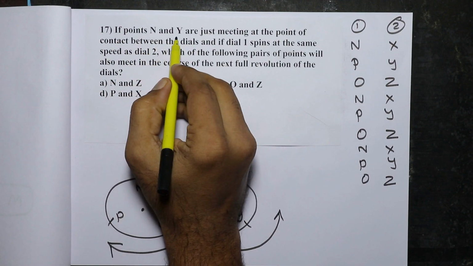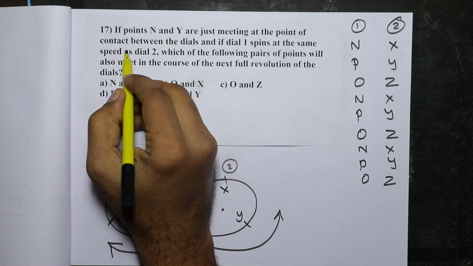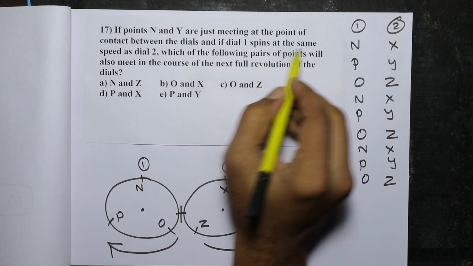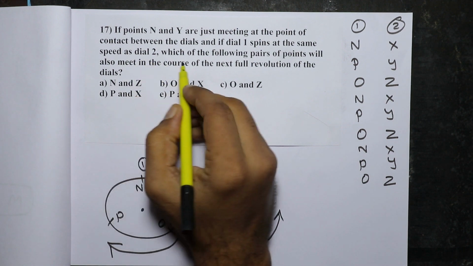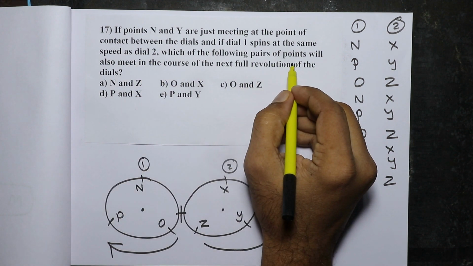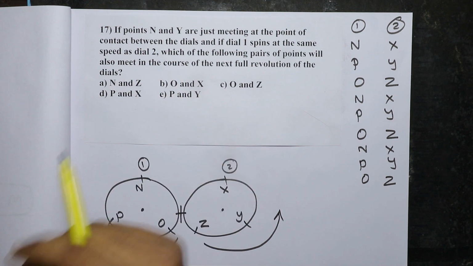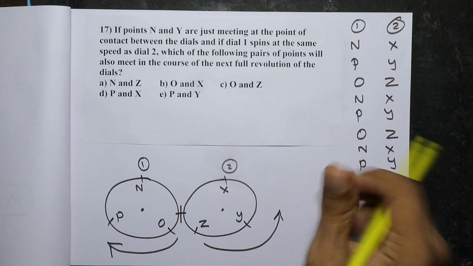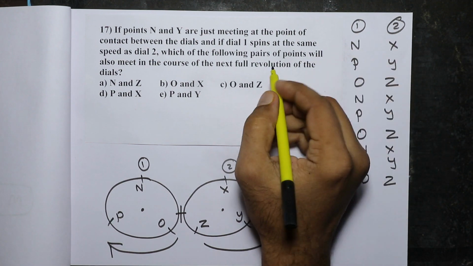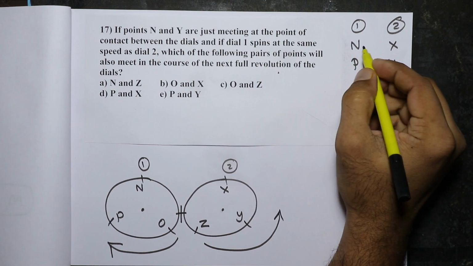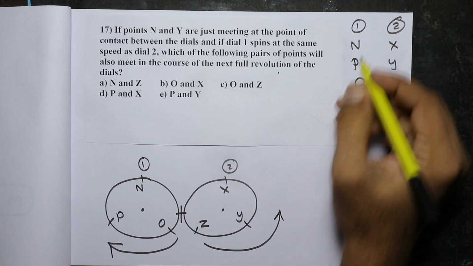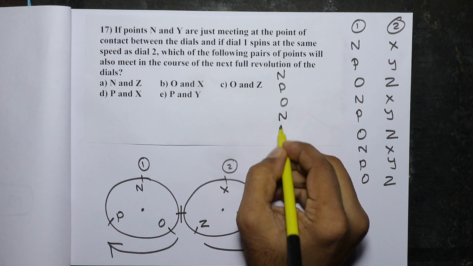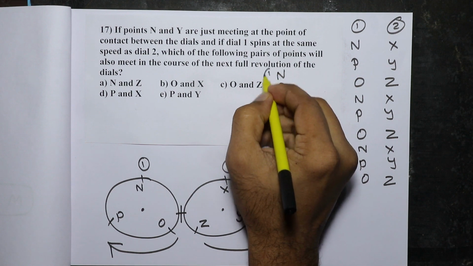If points N and Y are just meeting at the point of contact between the dials, and if dial 1 spins at the same speed as dial 2, which of the following pairs of points will also meet in the course of the next full revolution of the dials? So we'll just mark this data here. The points in dial 1 that will be passing through the point of contact will be in this order. That will be NPO, NPO in this order. So this is for dial 1.